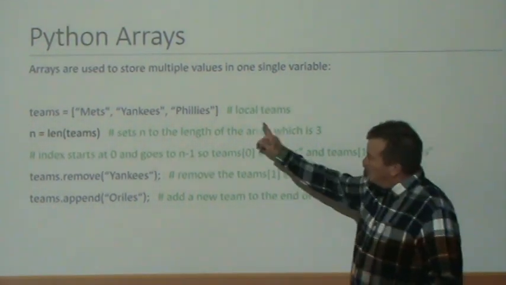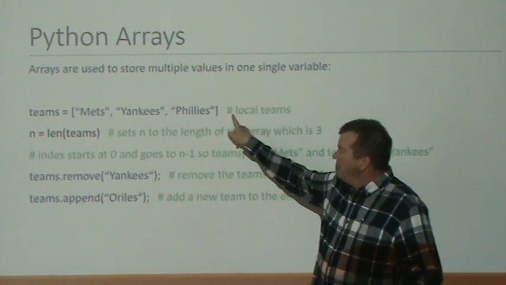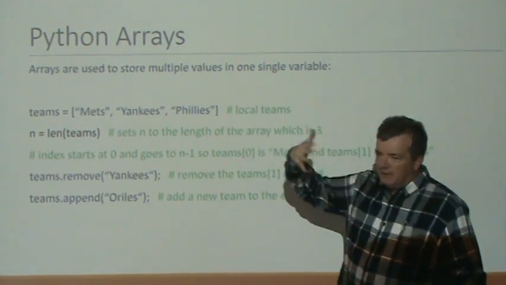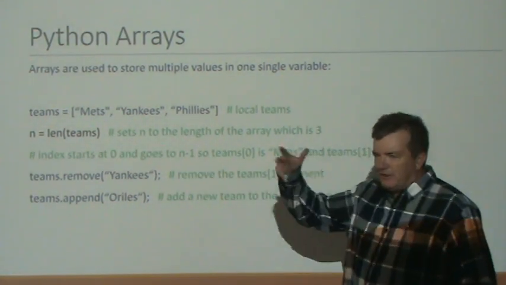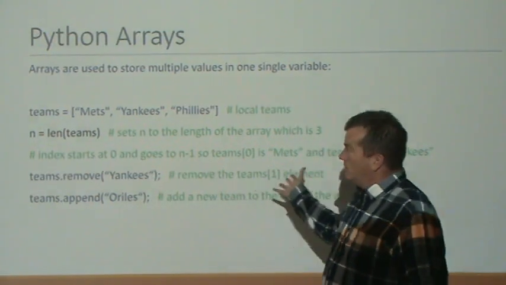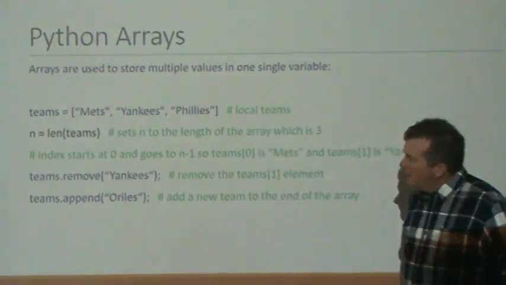By the way, you do comments in Python with a pound sign. Everything after a pound sign to the end of the line is considered a comment. It's code that doesn't run, it's just there for you, in case you go back and wonder, why did I write this code 2 years ago? Oh, that's why, these are local teams.